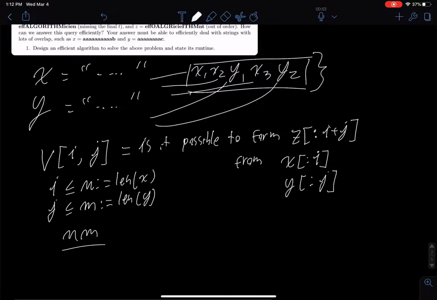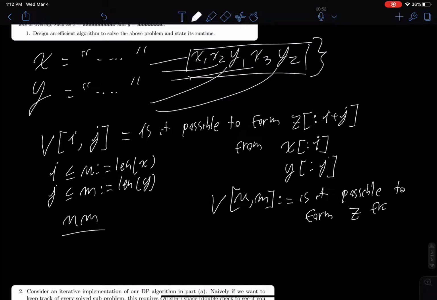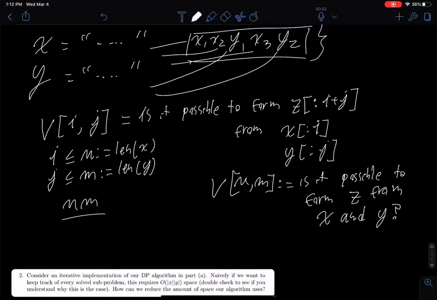So we can immediately see, first of all, that V of nm is just the question, is it possible to form z from x and y? And we can see that the small values, V of 1, 0, for example, are really easy to compute. I'll show you how in a second.